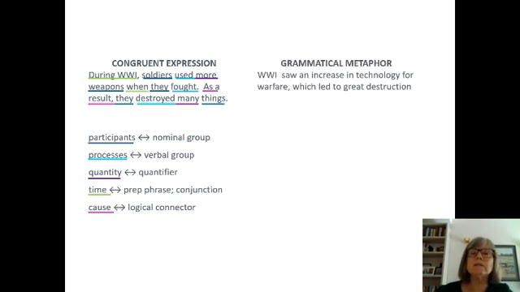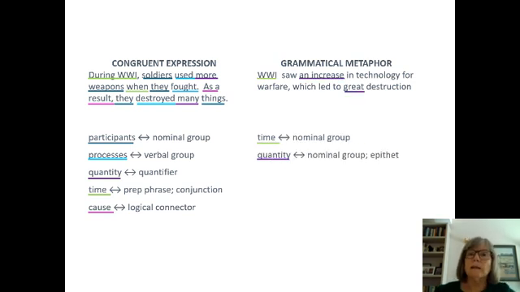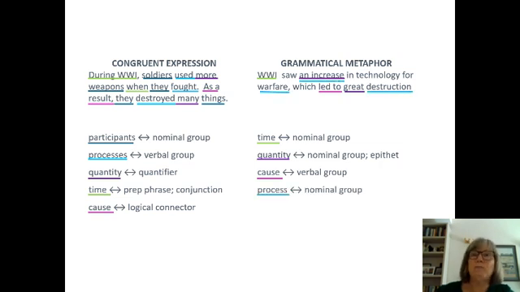But we could express this differently. We could say World War I saw an increase in technology for warfare, which led to great destruction, which maybe sounds more like something you'd read in a history textbook. What's happening here? Time is now construed through a nominal group. Quantity is construed through a nominal group, an increase, or an epithet, great. Cause is construed through the verbal group, led to. We have a process, which is increase, but it's now been nominalized: an increase.